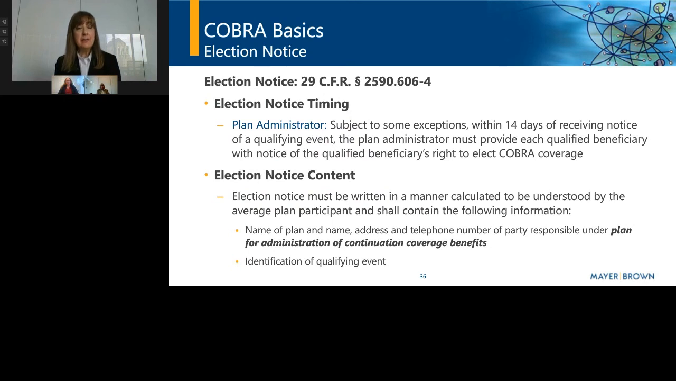So now you've communicated the qualifying event. So what happens next? Now we turn to the election notice itself. This is a notice that the plan administrator has to provide within 14 days of receiving notice about the existence of a COBRA qualifying event. This election notice is even more complex. There's a lot of information that has to go into it, and it has to be written in a manner calculated to be understood by the average plan participant. This can be a very tall order because there's a lot that has to go into it, as I said.